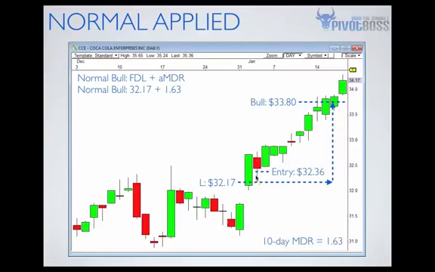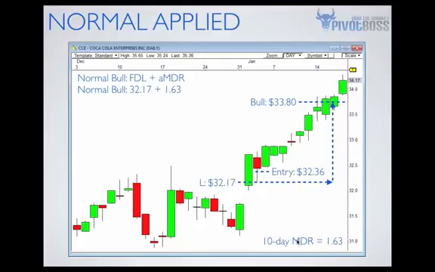Since that's our entry bar, we look for the low of the entry bar, and then we project higher the 10-day MDR of 1.63, and that gives us 33.80 as a bull target. And you can see it was reached. It took 1, 2, 3, 4, 5, 6, 7, 8 days to reach that 10-day target, which is fantastic.